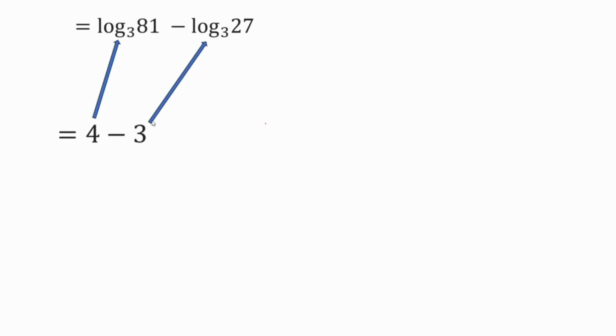Therefore, log 81 to base 3 minus log 27 to base 3 is equal to 4 minus 3, where 4 is gotten from log 81 to base 3 and 3 is gotten from log 27 to base 3, which is equal to 1.